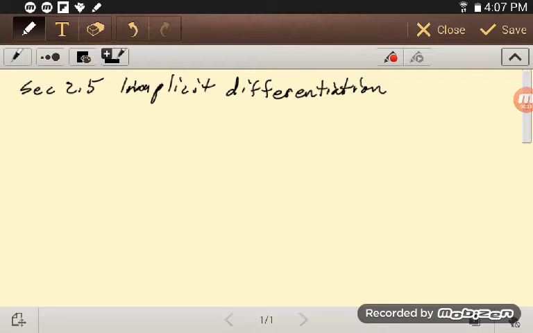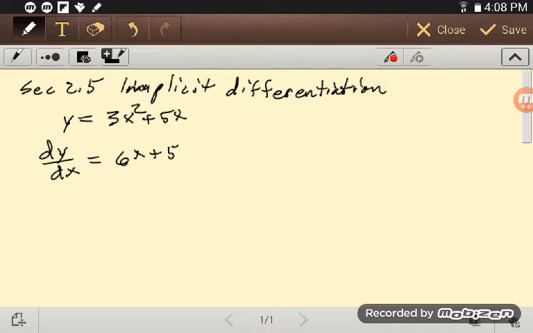We've got a lot of nifty rules for things like, suppose I have y equals 3x squared plus 5x, something like that. We know how to take that derivative. We say dy dx is equal to 6x plus 5, right? We just go through and get that done.